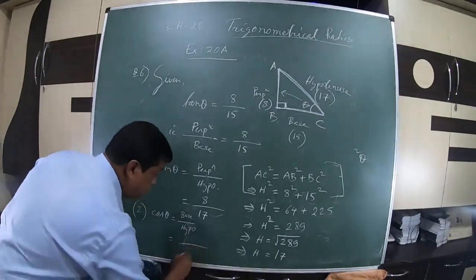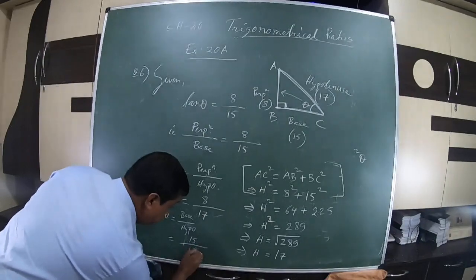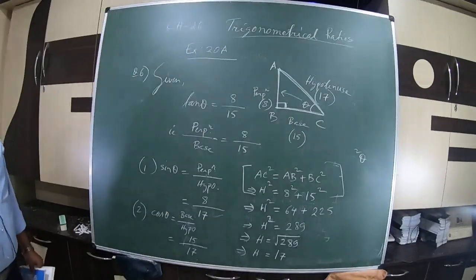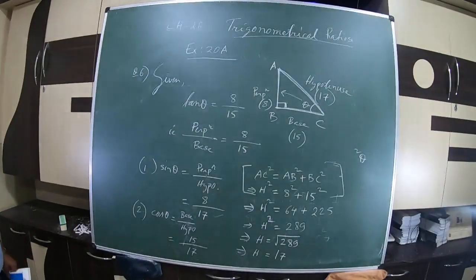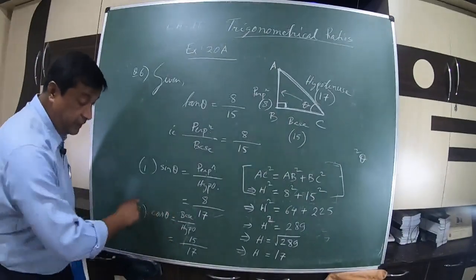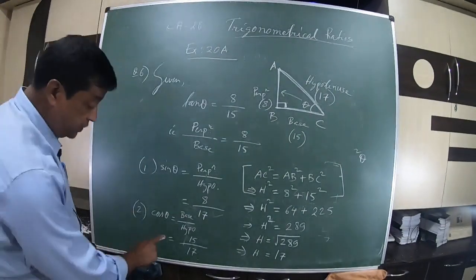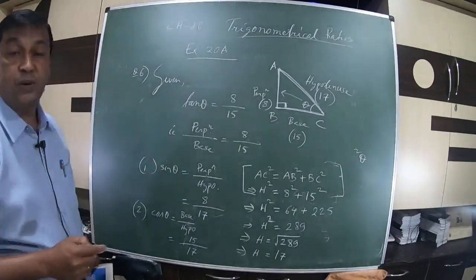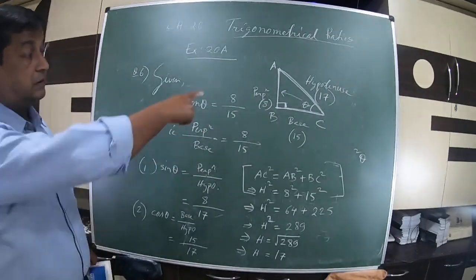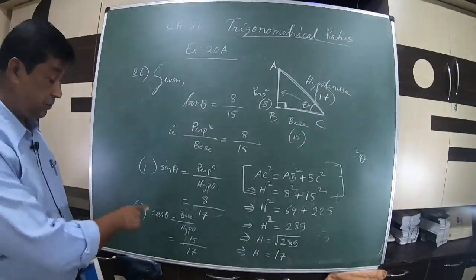Now what is the base value? 15. What is the hypotenuse value? 17. 15 by 17. Is it clear to you? Cos theta, base by hypo. That means, what is the value of base? That is 15. What is the hypotenuse value? That is 17. That is from the diagram. In that triangle we already found hypotenuse is 17. So you can apply it to find out the other ratios.